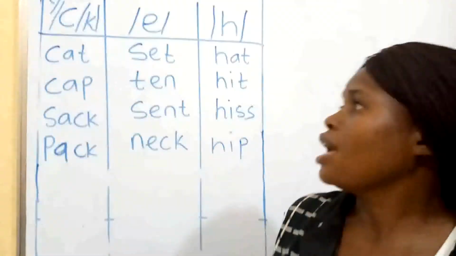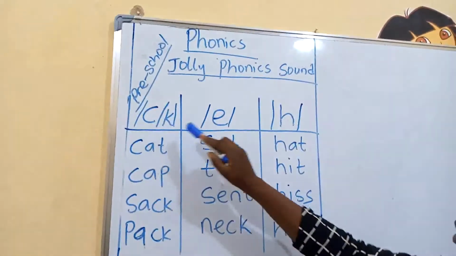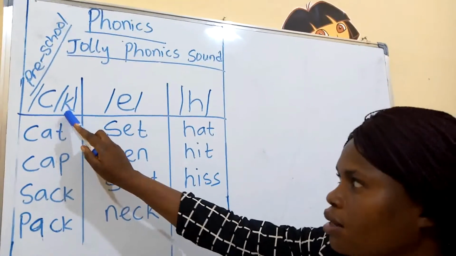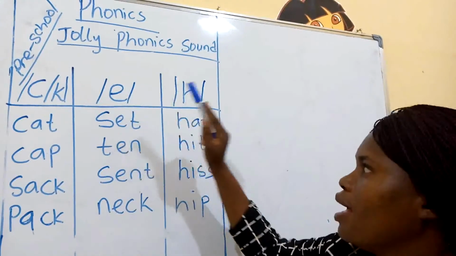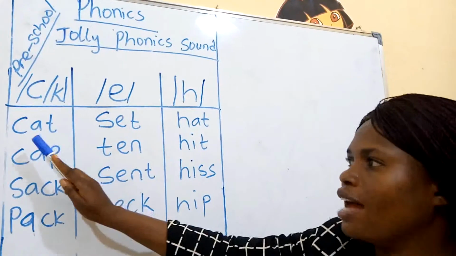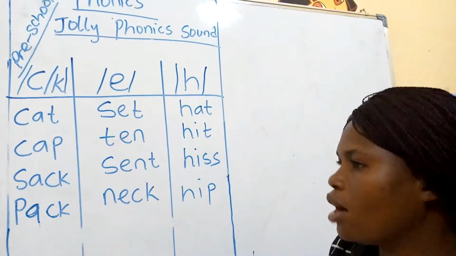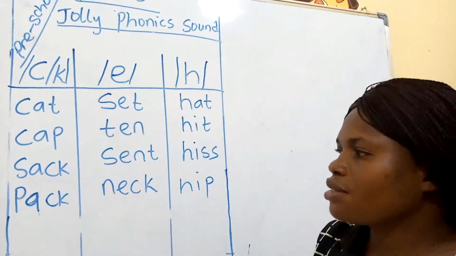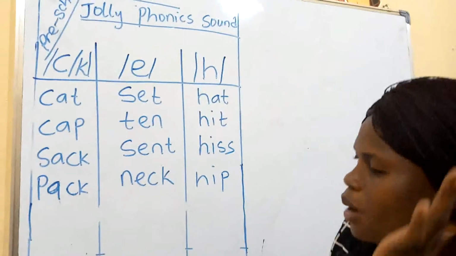I know you can do more than this. Now let's go over again. Remember, our topic for today is the jolly funny sound. What sound is this? Now make the sound for me. K. Again. K. That's lovely. And this is what? K. Cat. Make the word. Sack. Make the word. Pack.